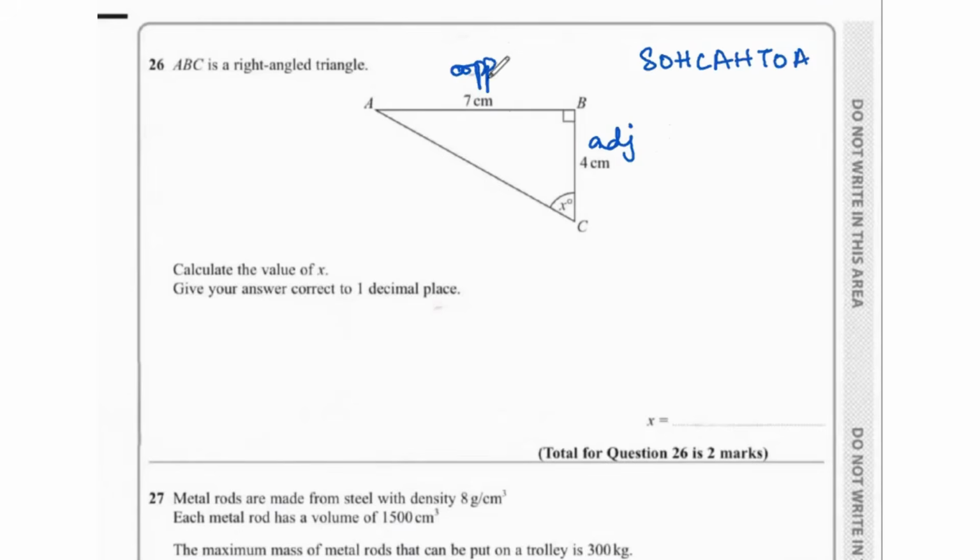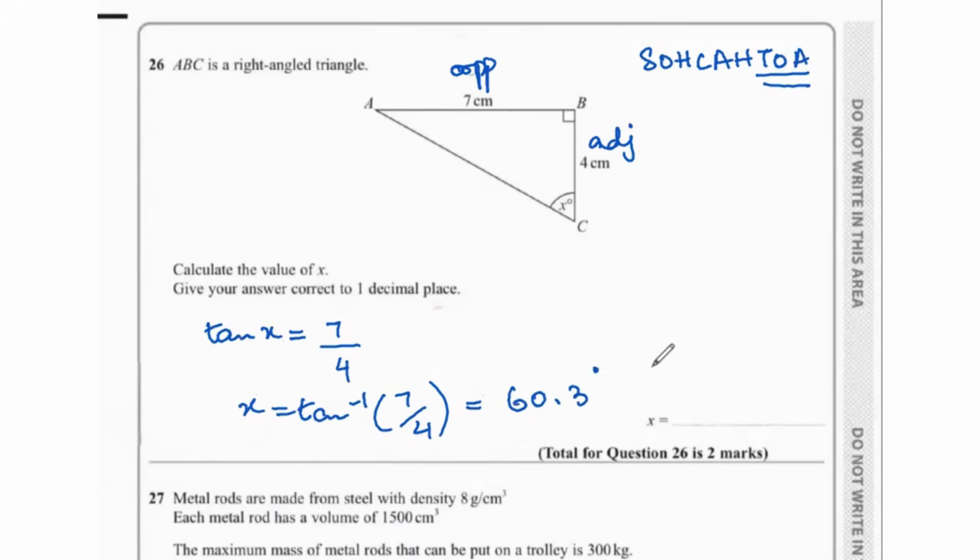So since we have the opposite and adjacent, we have to find the angle. We'll use TOA, tangent. So tan of x equals 7/4. So x equals tan inverse of 7/4, which is going to give us 60.3, correct to 1 decimal place. That is your answer.